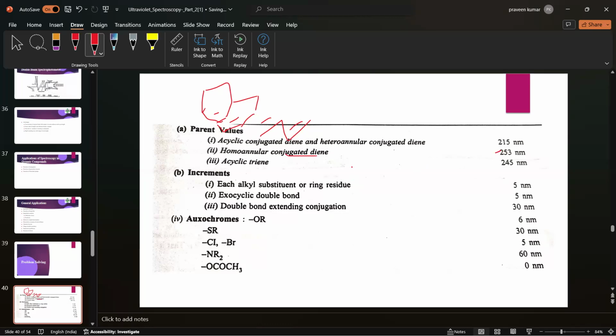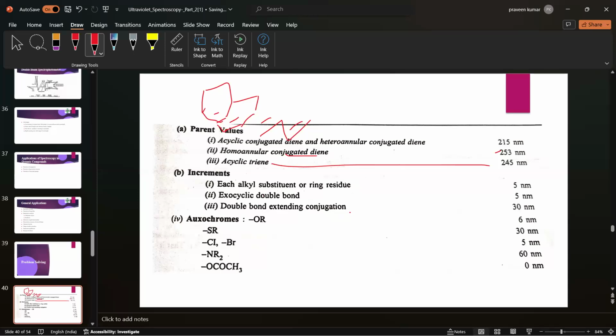If a ring contains both homoannular and heteroannular conjugated dienes, which one must be given priority, guys? Answer to me. Homo. Great, Vivek. Homoannular must be given priority, and this is the base value of the acyclic triene.